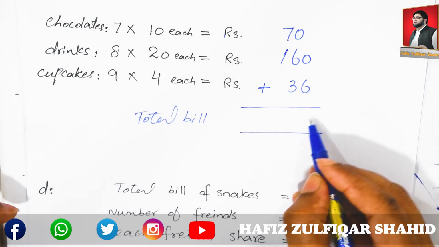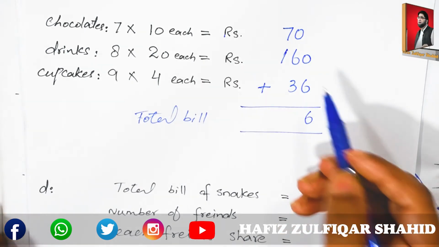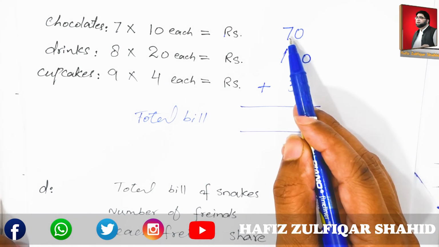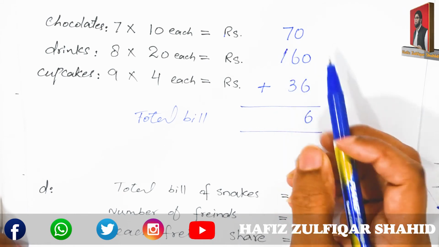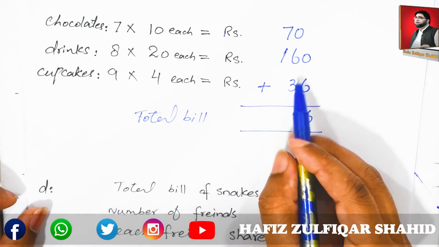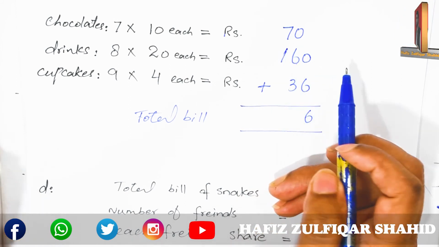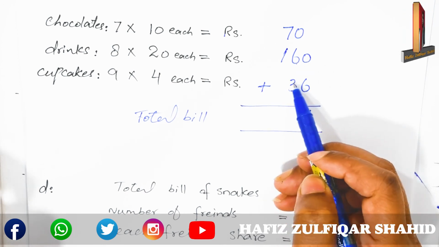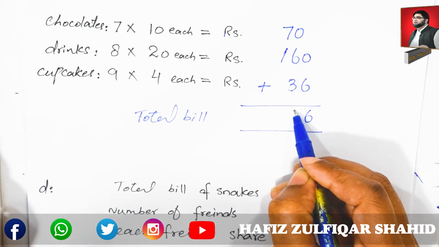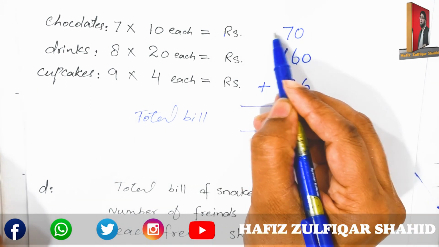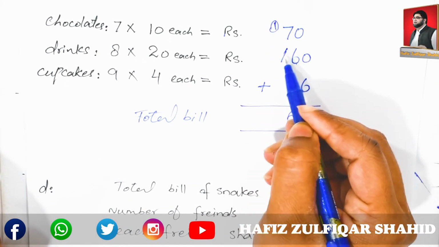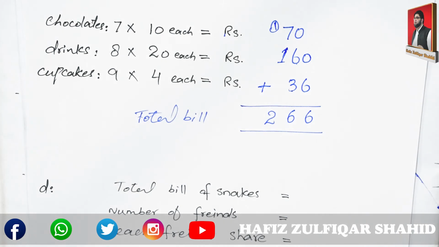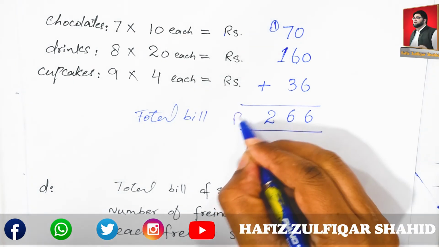0 plus 0 plus 6, the answer will be 6 because 0 has no power to increase or decrease the number. Now add 3, 6 and 7. These 3 numbers, 7 and 6, it is equal to 13. Then add 3 to 13, it will be 16. Write down 6 in the answer, carry 1 to hundreds. 1 and 1 equal 2. Total bill is 266 rupees.